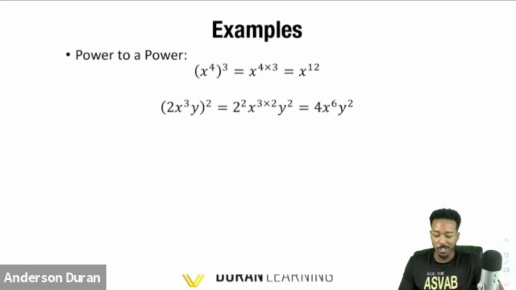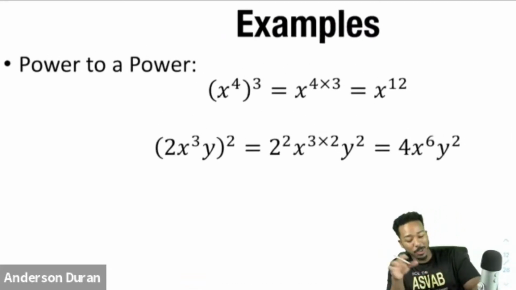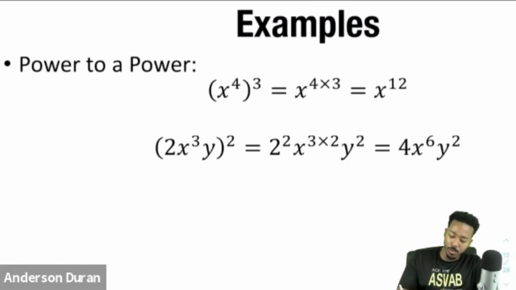So we're just going to focus on powers to a power because this is how we're going to have a lot of fun today. I promise you. So, power to a power here. Let me just show you a quick example. Let's say we've got a power like x to the power of 4, with that whole thing in the parentheses, but then it's to a power of 3.